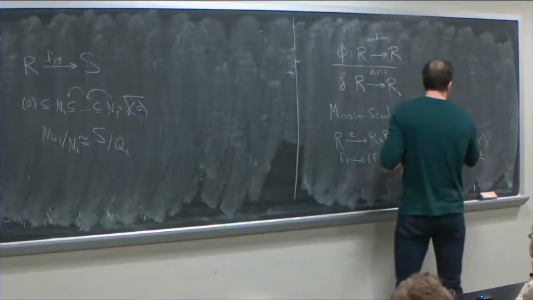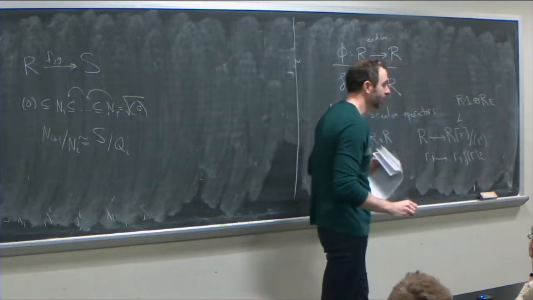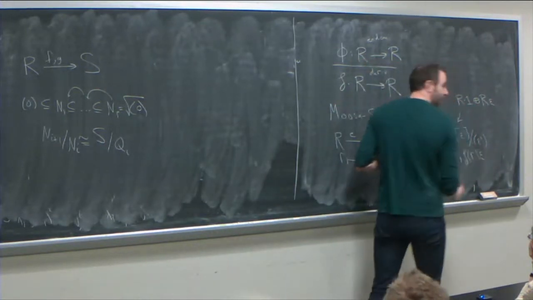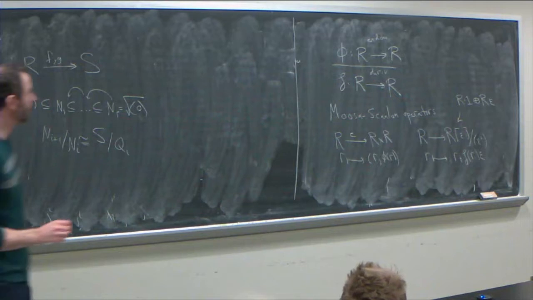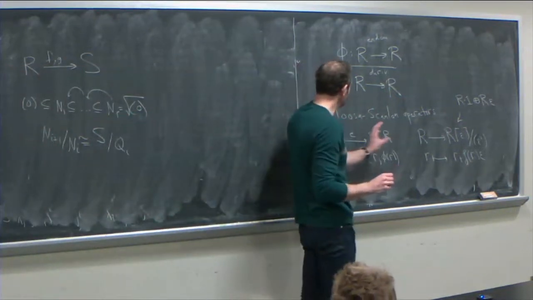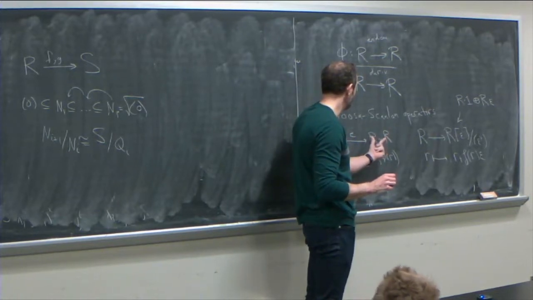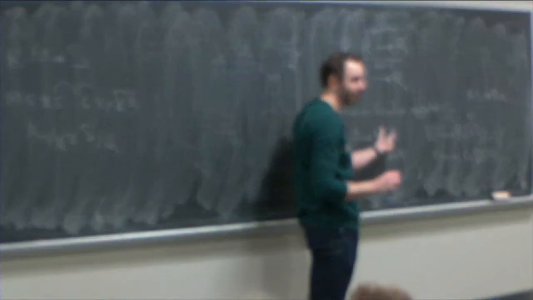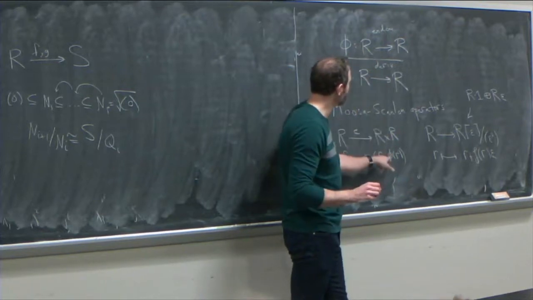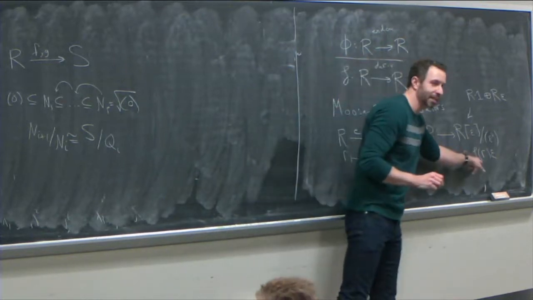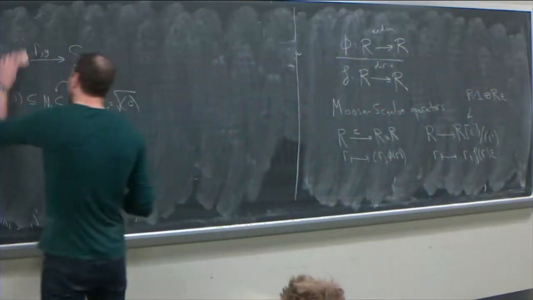And again, this is a free R module with basis 1 and epsilon, and the coordinate of 1 is r, and the coordinate of epsilon is delta r. So in each case, I've got a homomorphism from R to some algebra that's a finite free R module. And after I pick an appropriate basis, I can see this guy as a coordinate, and I can see this guy as a coordinate. So the general setup is as follows.